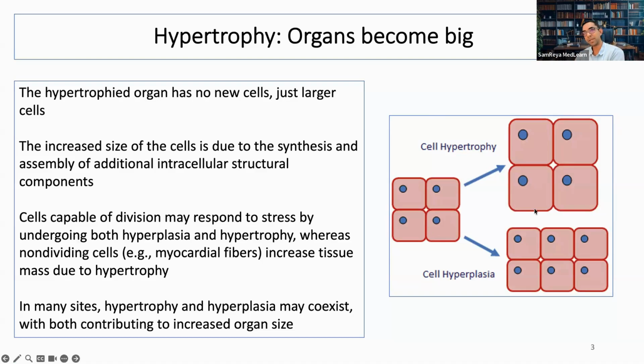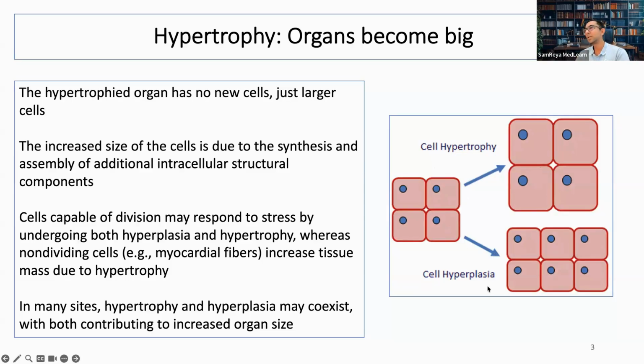If you look at this image, this will make it even easier. These are the four normal cells that I have shown you here. In cell hypertrophy, the cell number is still four, but each of them has increased in size. Whereas in hyperplasia, the cell size looks very similar to the original ones. These are four cells here, and they become six.